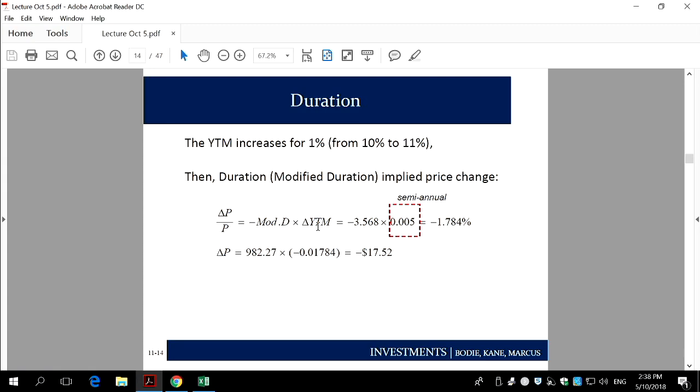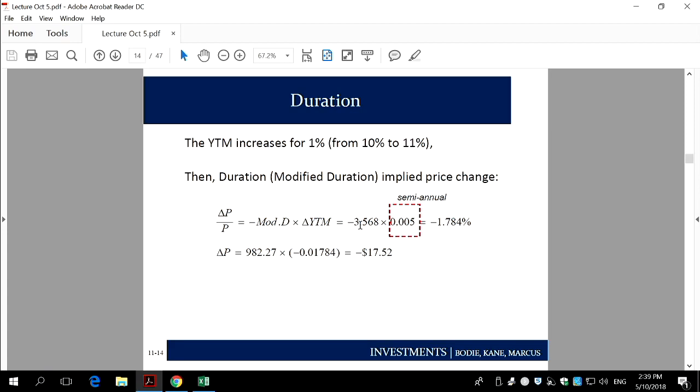1%, that's wrong. Yield to maturity is an annual rate compounded semi-annually. So if I say the yield to maturity goes from 10% to 11%, you actually need to put 0.5% here rather than 1%, because this is all based on half years, right? So the half-year rate goes from 5% to 5.5%. The delta yield to maturity is 0.5%. Right?